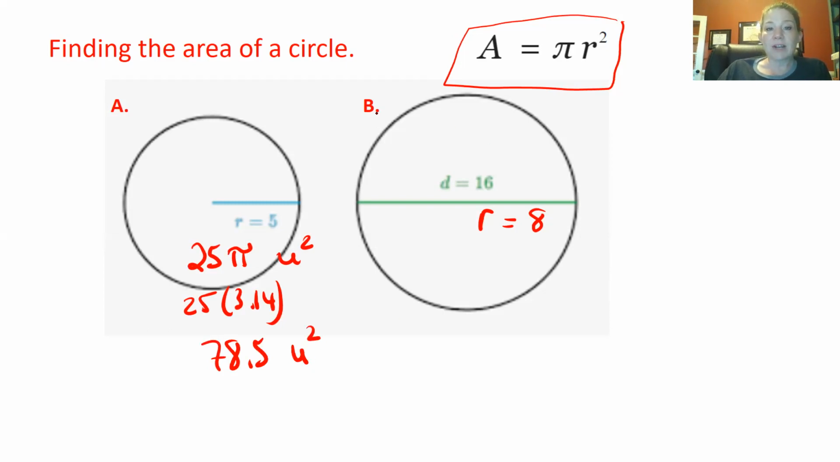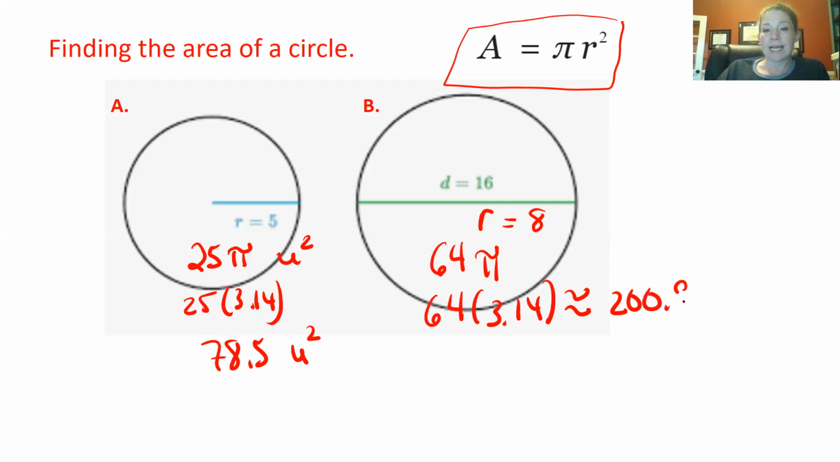Okay? So for letter B, since our radius is 8, we're going to square 8 and we get 64. So our exact answer is 64 pi. Or our estimated answer is 64 times 3.14, and our estimated answer is about 200.96 units squared. So that's always the formula for area of a circle, pi r squared.